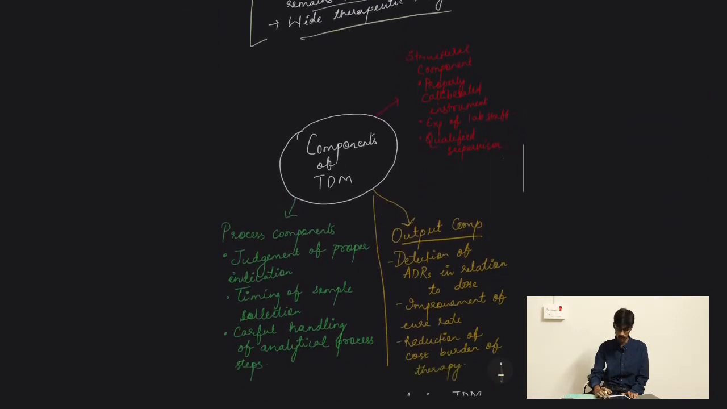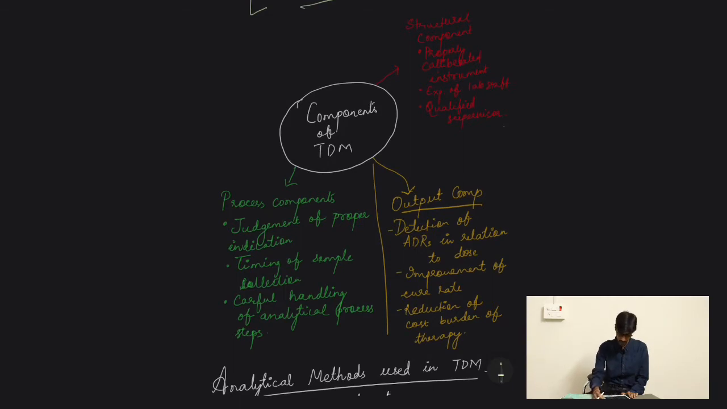Now we come to the components of therapeutic drug monitoring. Therapeutic drug monitoring has mainly three components. One is the structural component, second is the process component, and third is the output component. In the structural component, there should be a properly calibrated instrument, there should be experience of the laboratory staff, and qualified supervision of the therapeutic drug monitoring should be done.